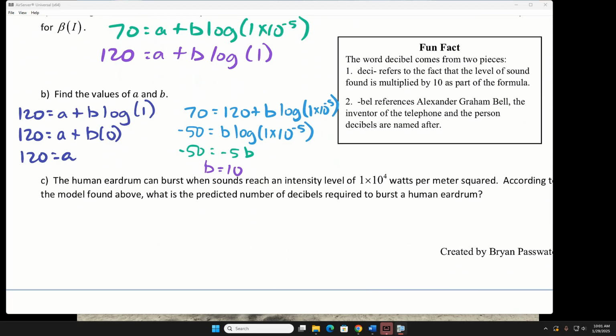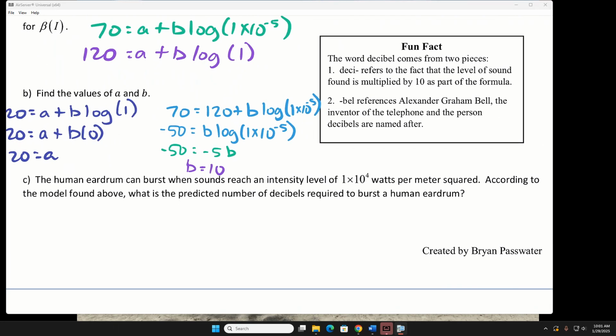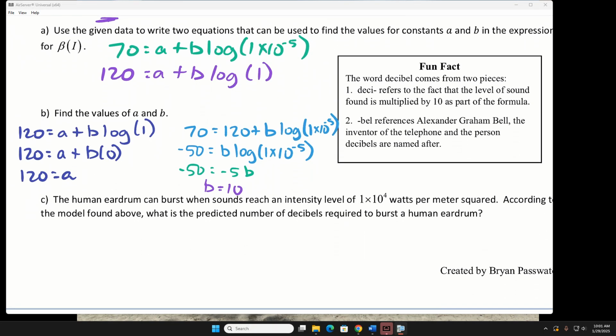All right, and then C says that the human eardrum can burst when sound reaches an intensity level of 1 times 10 to the 4th watts per meter squared. According to this model found above, what is the predicted number of decibels required to burst a human eardrum? So we're going to put that 1 times 10 to the 4th in for the I. I is intensity in this problem. So we do need to write the equation, I guess.